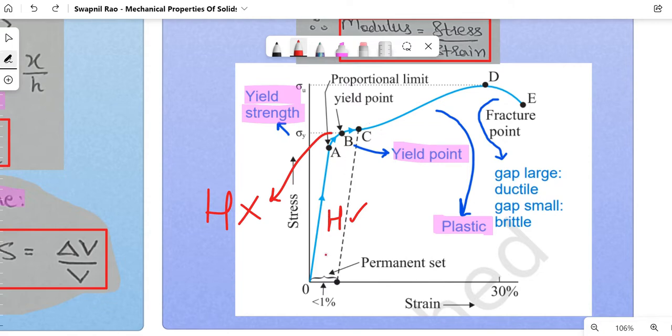So there might be an MCQ asking about this graph, like from C to D, is it elastic or not? You have to remember what I've said. It is plastic. It is not elastic. And what is the point E? It's called the fracture point. As you can see, I've written fracture point.